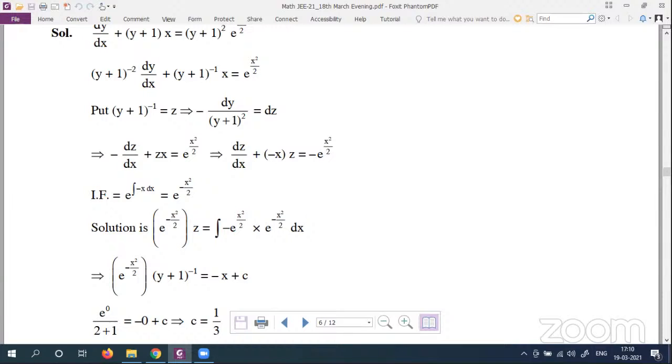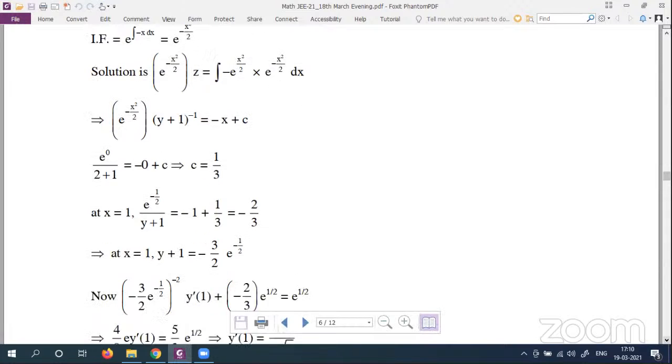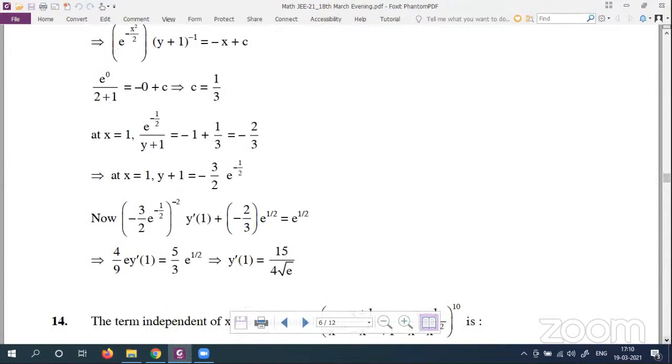Right? So from this we get the value of c. Then we can do the math and calculate it to get the final answer. Once we get the function, once we get the value of y, we can differentiate and then substitute the value of x equal to 1. So differentiating and substituting x equal to 1, we get the final answer.